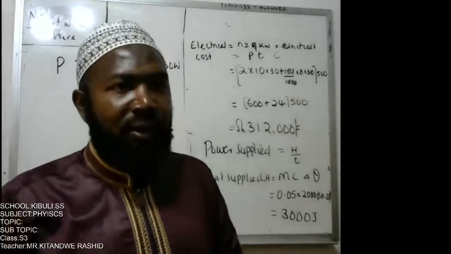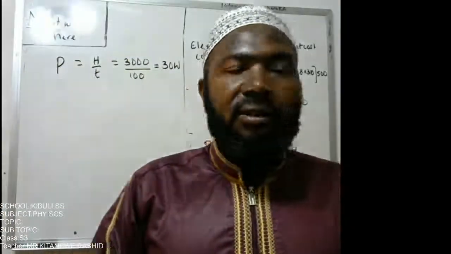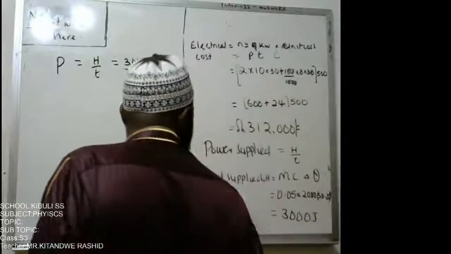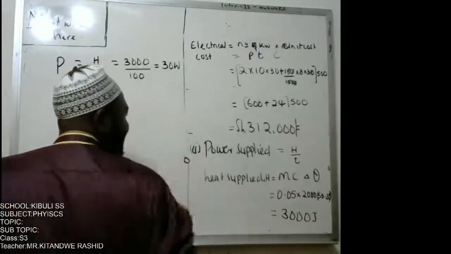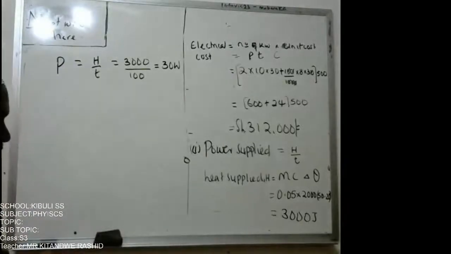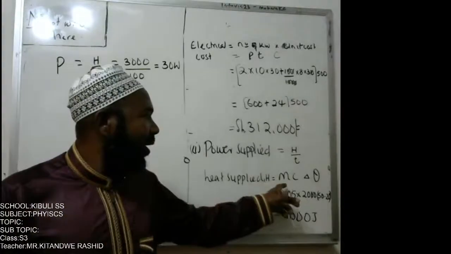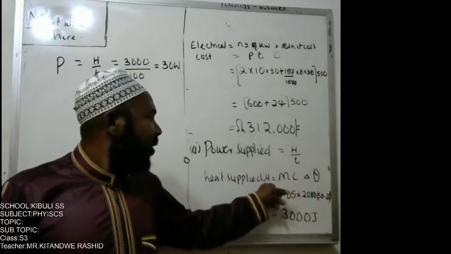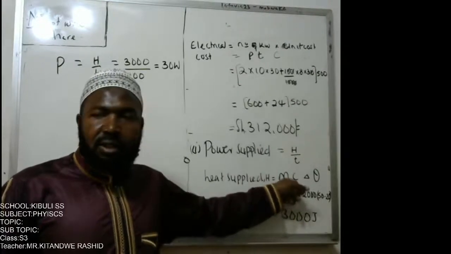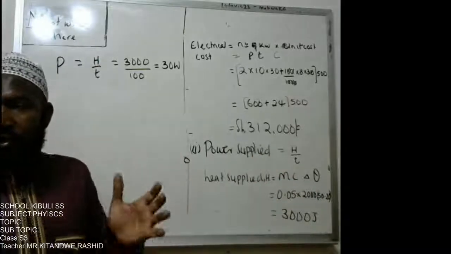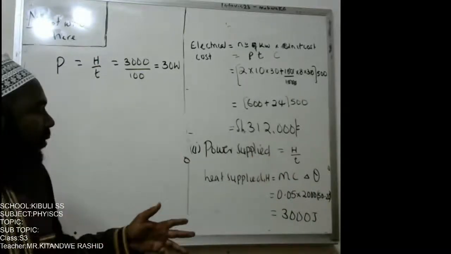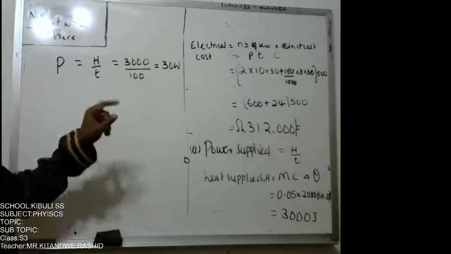That was for part 1, that is Roman 1. Was the question too complicated? The only aspect that was lacking is only this formula. Heat supplied is equal to mass, specific heat capacity, times temperature change. Change is the difference in temperature. So we get that, then we can now get the power.